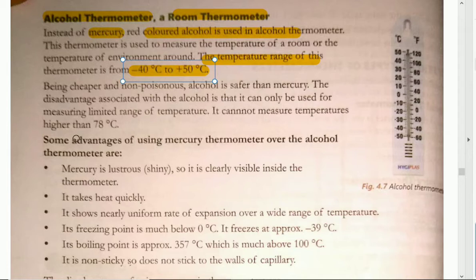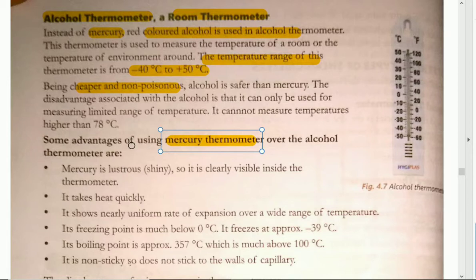So what are the advantages of using an alcoholic thermometer? Alcoholic thermometers are cheap and non-poisonous. So we can use an alcoholic thermometer as well. But it has some disadvantages. So we prefer the mercury thermometer as compared to the alcoholic thermometers.